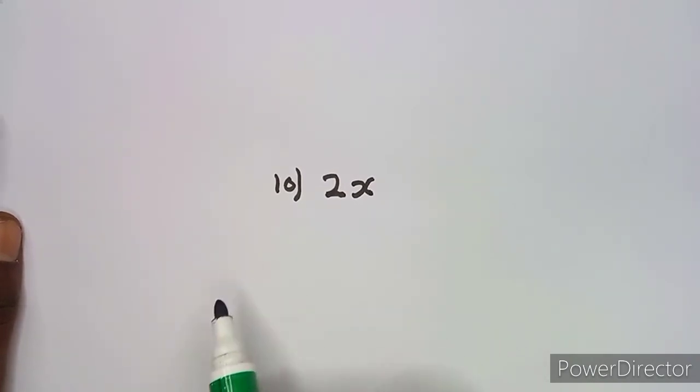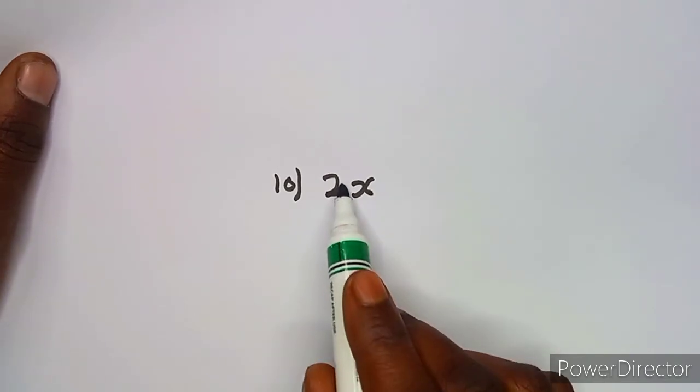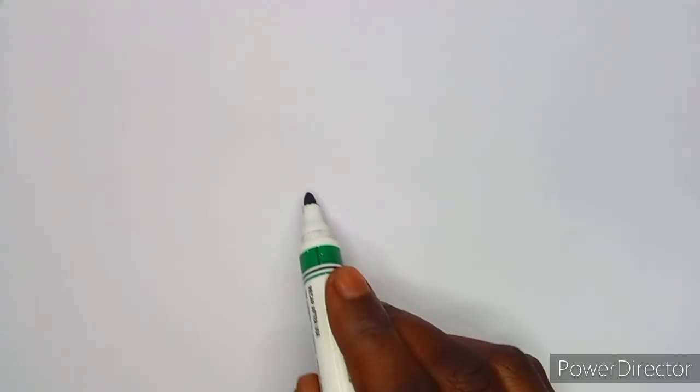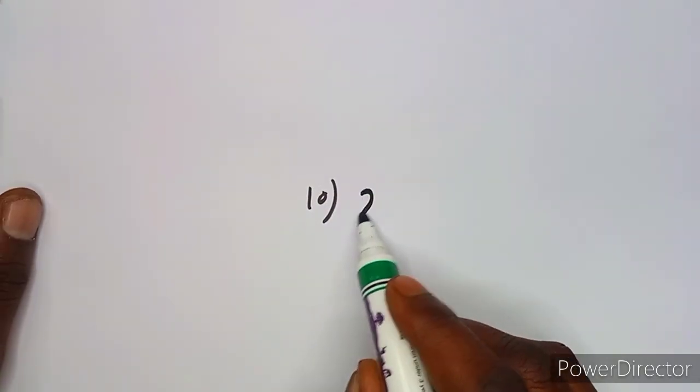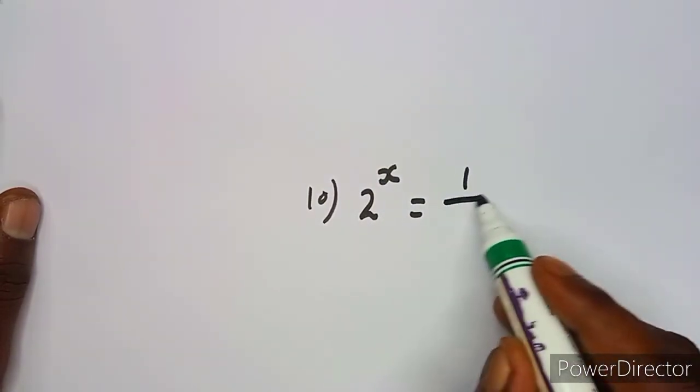Actually, this one was a mistake because we need an exponent. We need an exponent, sorry. So it's supposed to be on number 10. It's supposed to be like this. They wrote that in a wrong format. It's supposed to be 2 to the exponent of x is equal to 1/8.